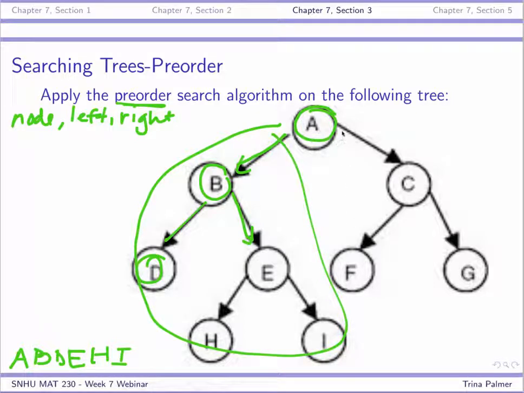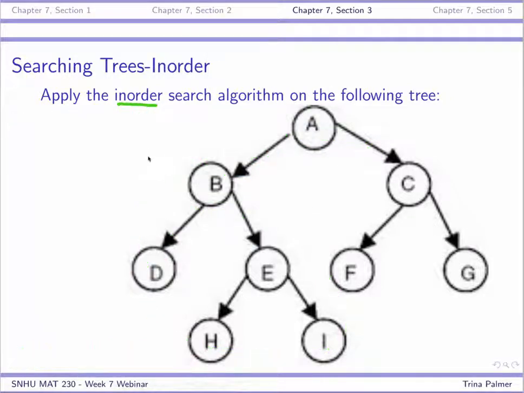So now I'm going to go right of A, and I get C. And if I go left from there, I go F, and then G. So the order in which you search this graph would be A, B, D, E, H, I, C, F, G. Questions on the pre-order? I just don't want to waste your time.